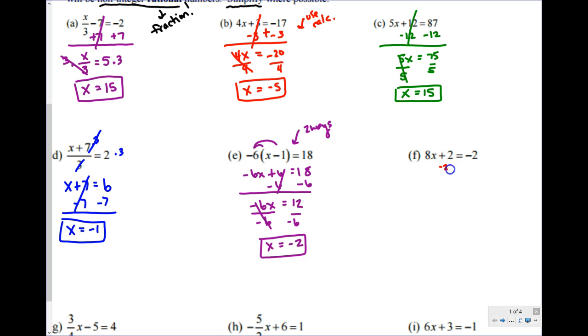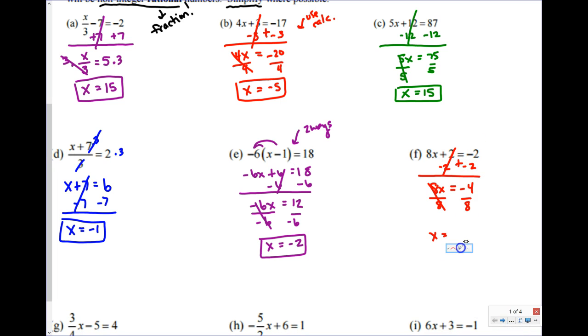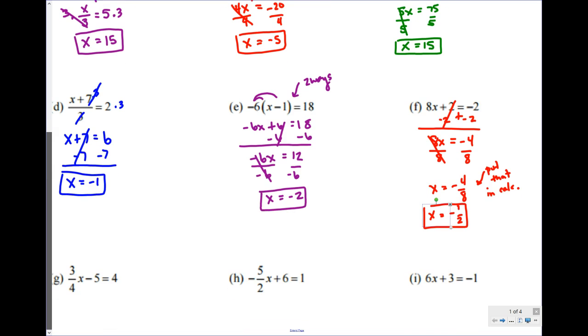Letter F, first step, subtract the 2. The 2's cancel out. 8x equals, again I'm going to put a little plus sign here. Negative 2 plus negative 2 is a negative 4. Divide both sides by 8, and I get x equals negative 4 over 8. If you put that in your calculator, negative 4 divided by 8, you get negative 1/2. So be careful with your fractions and use your calculator to help you.